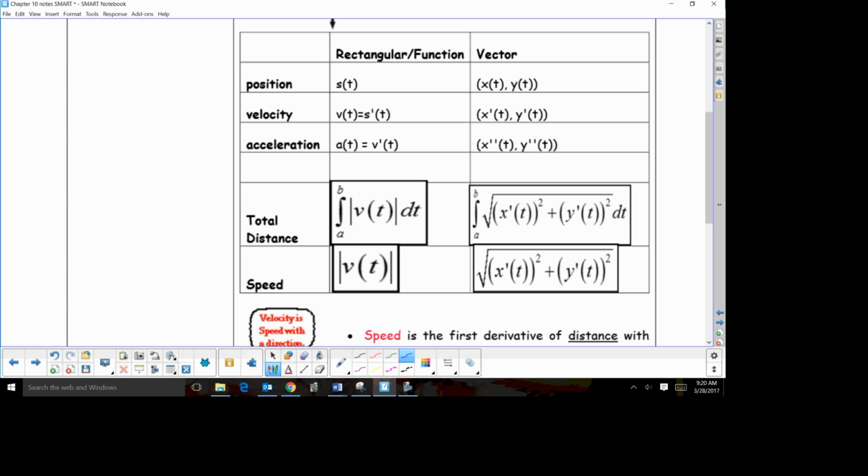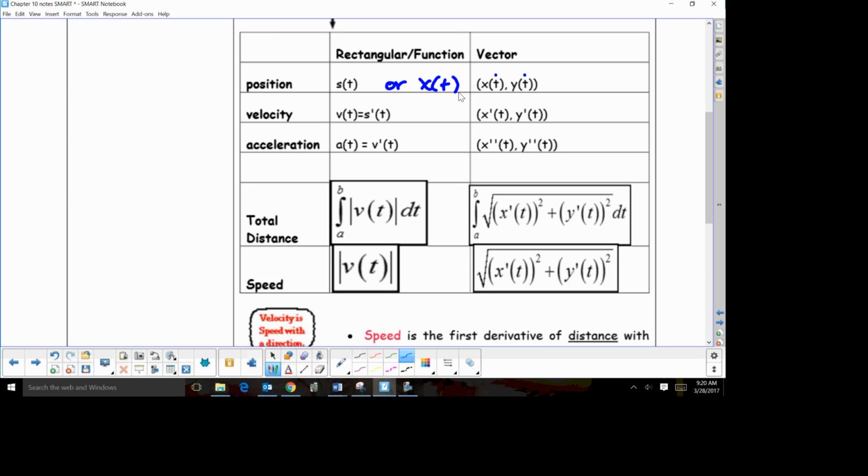With these formulas, you can see the position here is just S of t, or sometimes you're going to see it just x of t. They may even call it y of t, but it's just a singular expression, okay? It's one function. Whereas in vector forms with the parametric, you're going to have your x of t and your y of t together, where t is the parameter, okay?